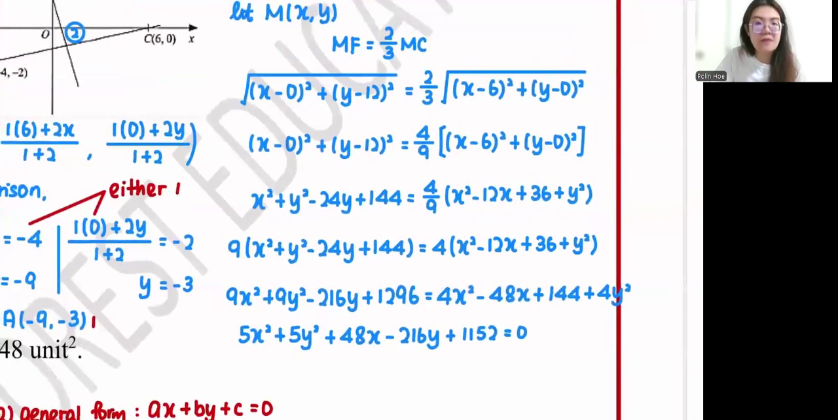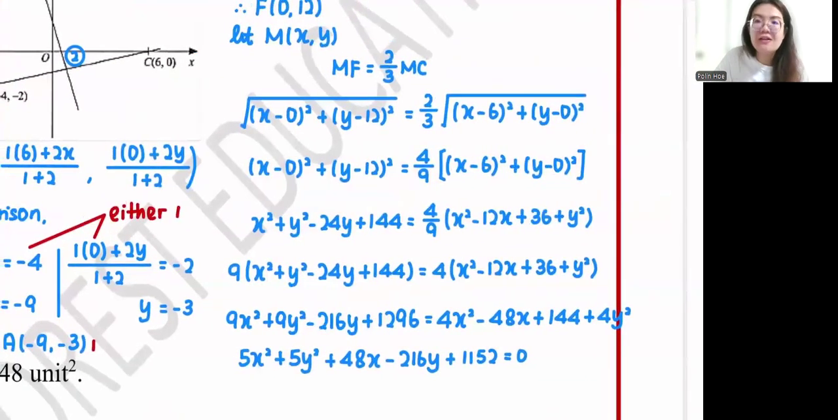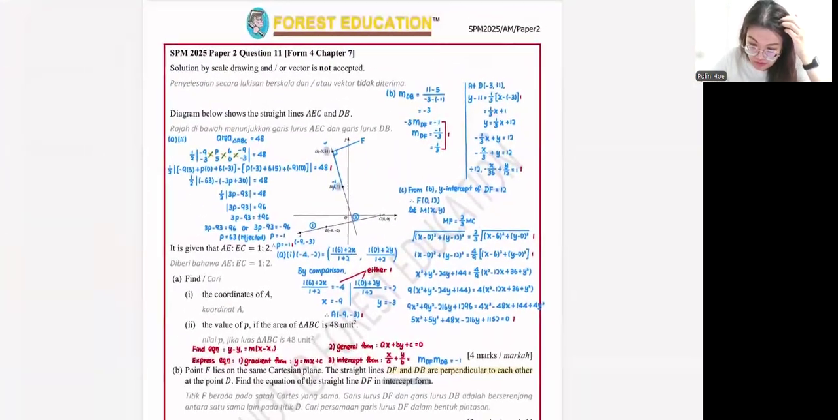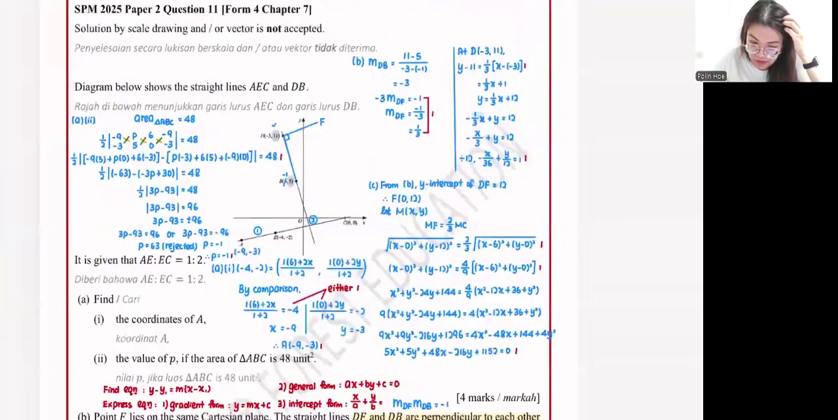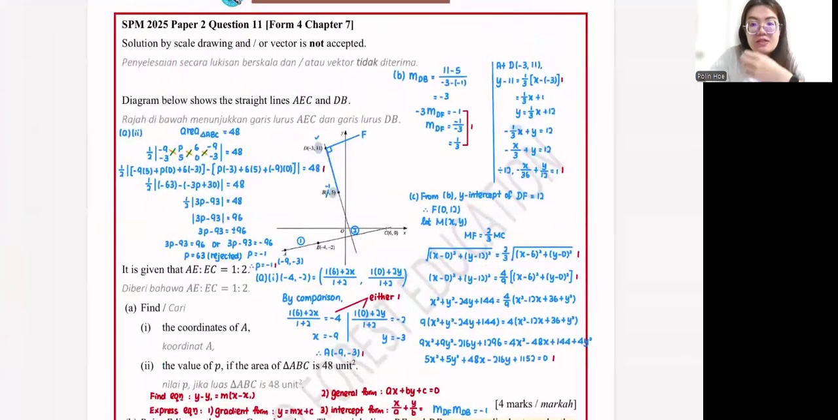And your seniors are lucky because they get 1 free mark. Usually it should be 2 marks only. 1 mark, 1 mark. But 2025 SPM maybe got extra marks lah. They give 1 mark on this. So done for Form 4 Chapter 7.